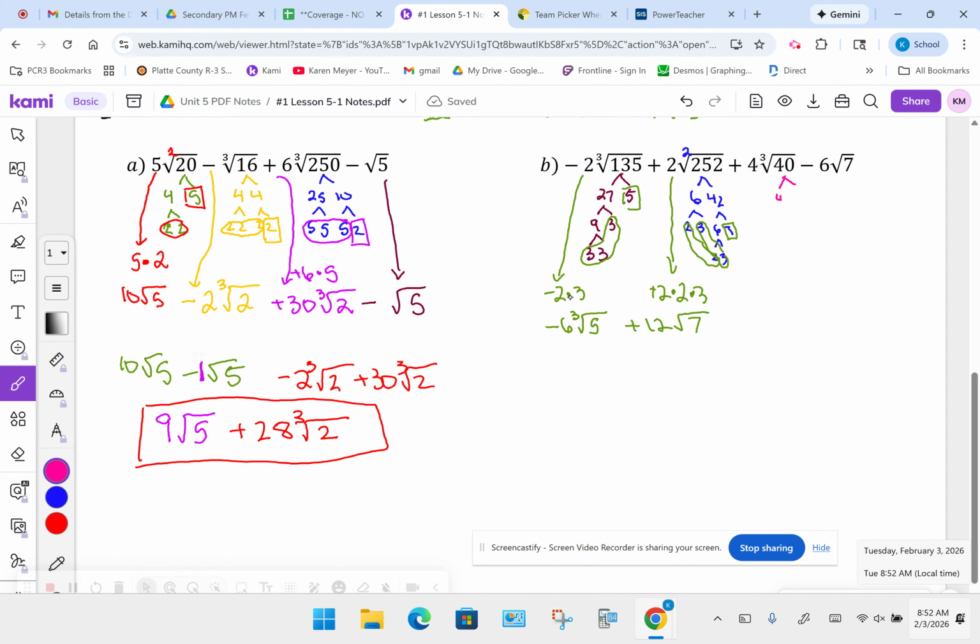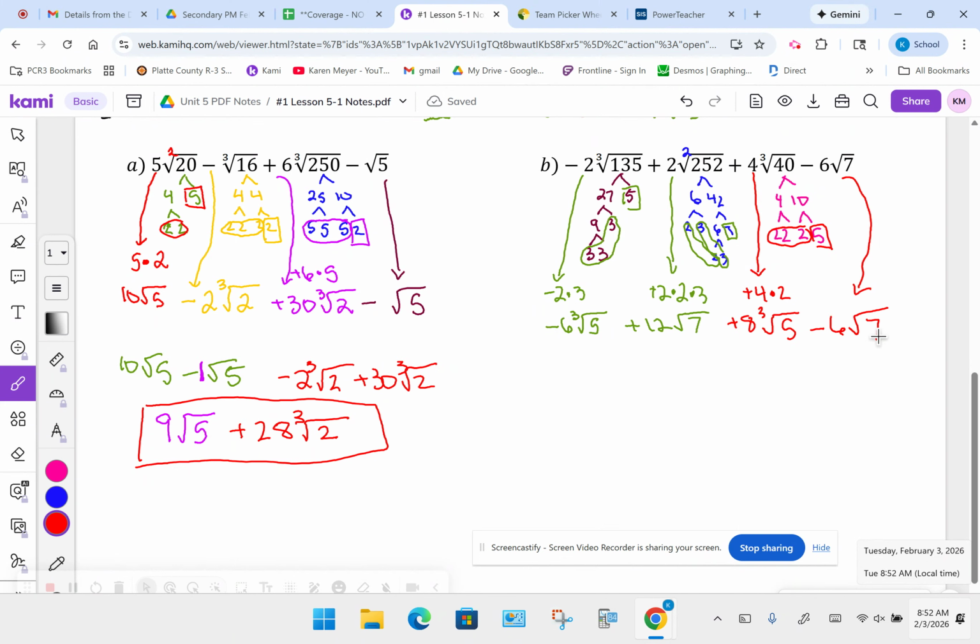Factor tree 40, which is 4 and 10. 4 goes 2 and 2. 10 goes 2 and 5. My index number is a 3, so looking for groups of 3, which is a 2. Single number is 5. Bring down my 4, so I'm going to take a positive 4 times 2, which is plus 8. Cube root of my single number, which is 5. 7 I can't do a factor tree for, so I'm just going to bring this straight down. So I have minus 6 square root of 7.